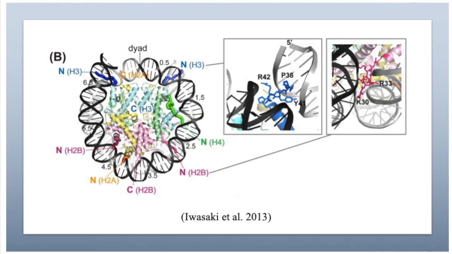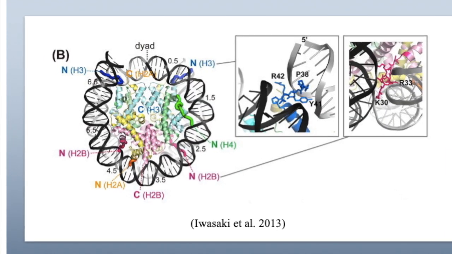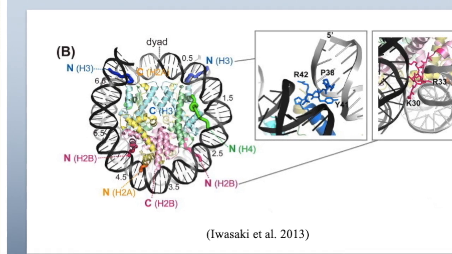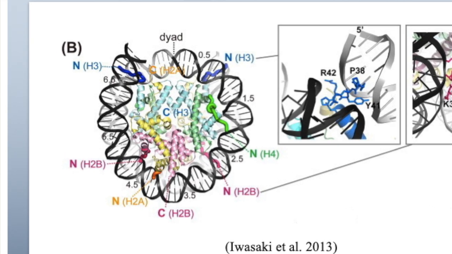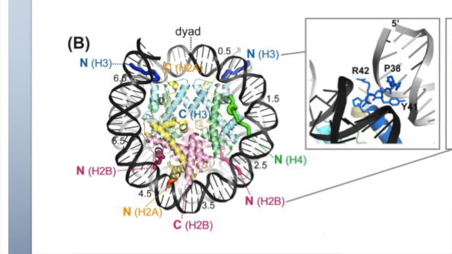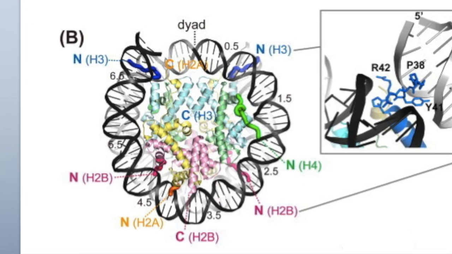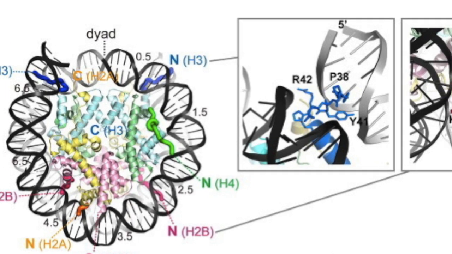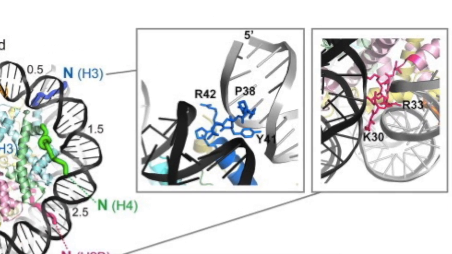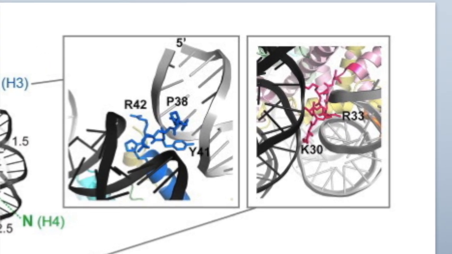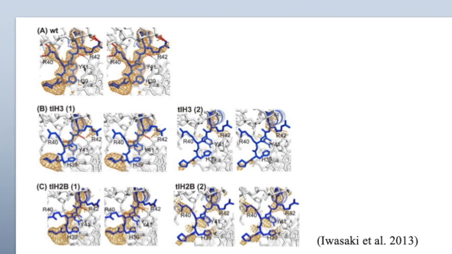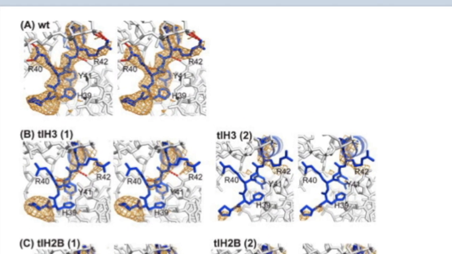So here, this is showing a top-down view of a wild-type nucleosome with N and C terminal tails labeled in 4 different colors. The helical DNA in black wraps around the colorful histone octamer in the middle, and in the right panels are the 2 close-up views of the N-terminal regions of H2B and H3. Interestingly, Iwasaki and colleagues found that the deletion of H2B or H3 N-terminal tails caused ambiguity in the electron density map compared to the wild-type nucleosome.